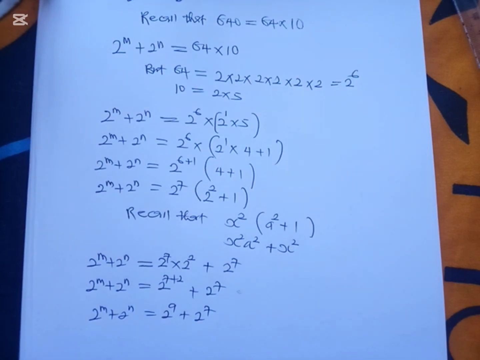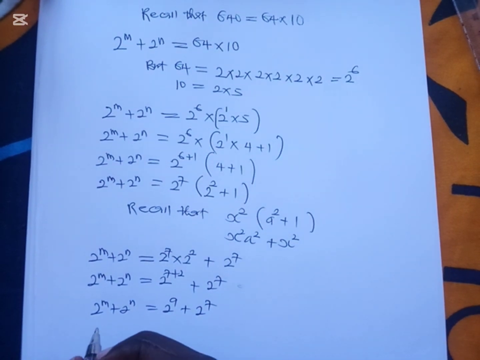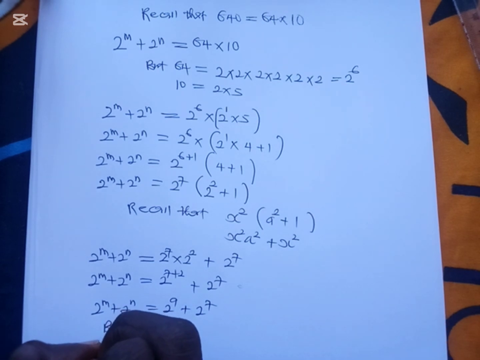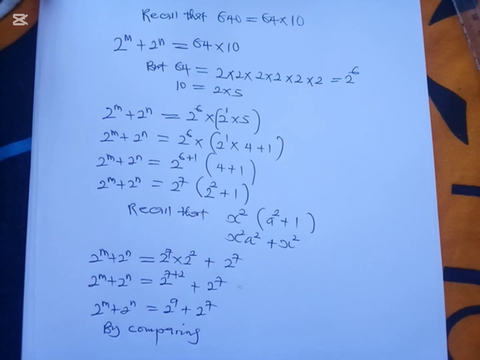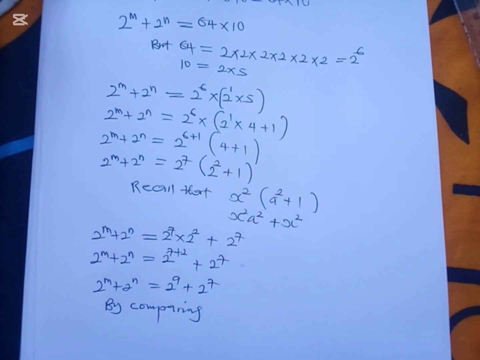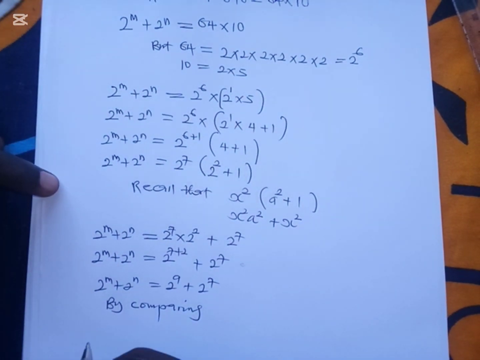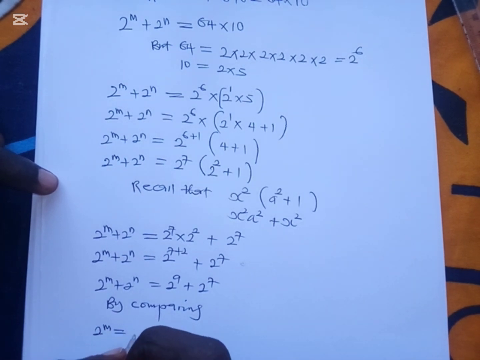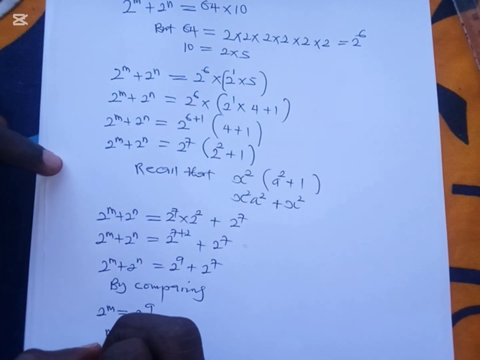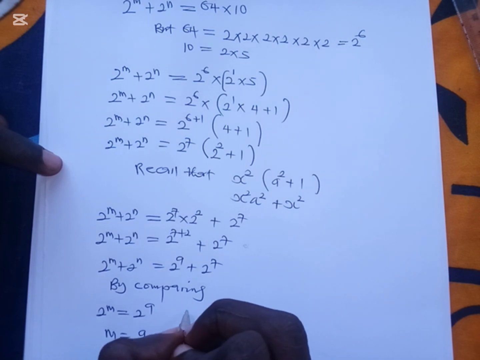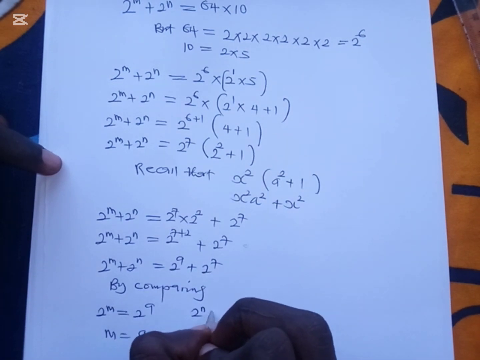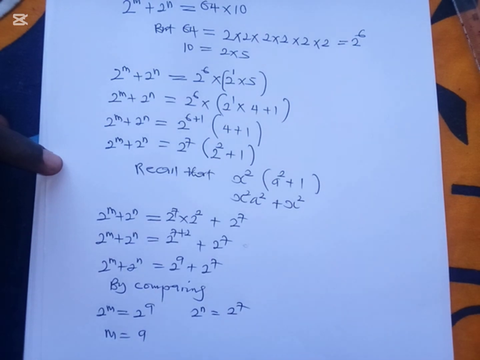Then from this point, what are we to do? We say by comparing, 2 raised to the power m is equals 2 raised to the power 9. Therefore, the value of m becomes 9 respectively. They are the same base, we cancel. Similarly, 2 raised to the power n is equals 2 raised to the power 7. Therefore the value of n becomes 7 respectively.